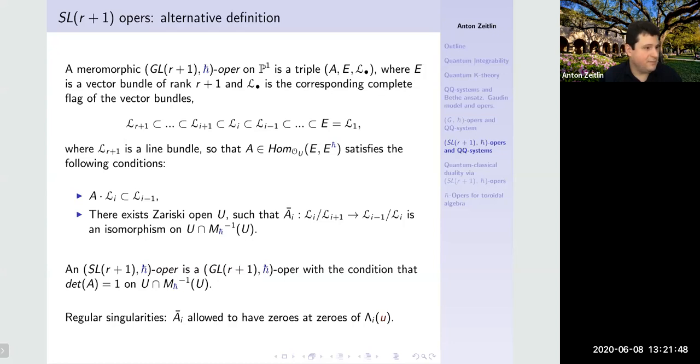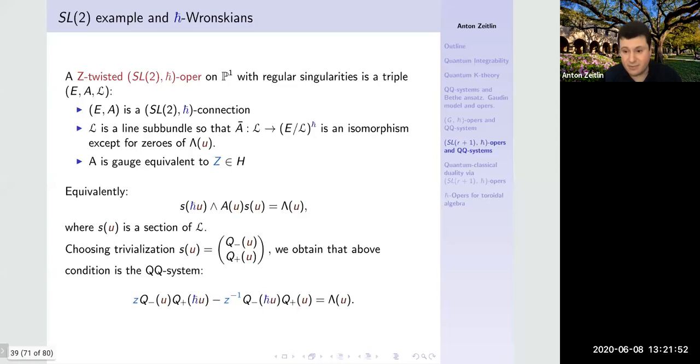With SL_N it's a little bit gruesome, so let me give you the SL_2 example of how it works. Here you have the ambient space E, right? So the flag of bundles is considered just of E and L. And the point is, if you have regular singularities, you have an induced operator, A bar. This is an isomorphism except for zeros of lambda of u.